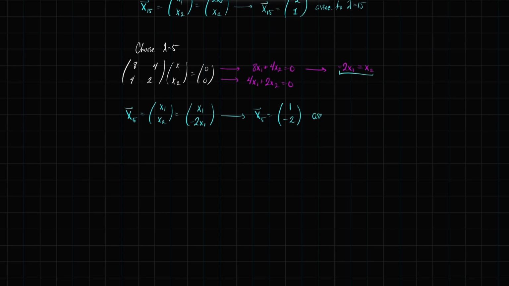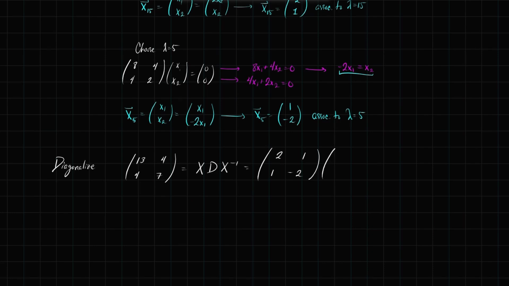And now, having found my eigenvectors and eigenvalues, I can diagonalize. So to diagonalize, my original matrix was 13, 4, 4, 7. This diagonalizes as X D X inverse, where X is, of course, formed from my two eigenvectors, 2, 1, and 1, negative 2. So here I'll put 2, 1 in, 1, negative 2 in. And then that multiplies D, which is the diagonal of eigenvalues. My two eigenvalues were 15 and 5. So I have a 15 and a 5 with some zeros.